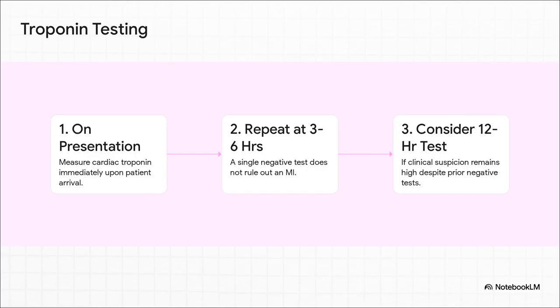And here is one of the most important lessons you will learn on the wards. A single troponin is almost useless. I can't tell you how many times I've seen a patient with a perfect story for an MI whose first troponin is stone cold normal. You have to do serial testing. A negative test on arrival does not rule out an MI. You've got to check it again in a few hours.